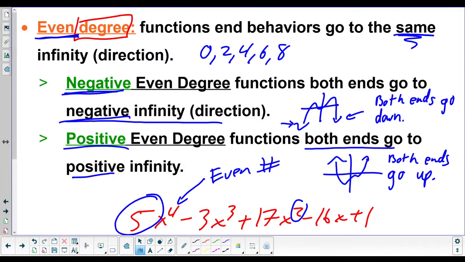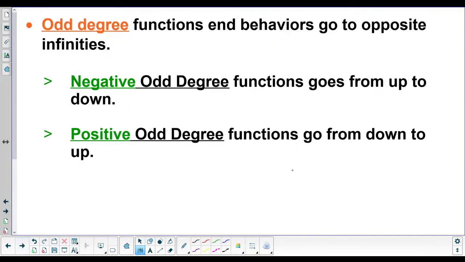Guess what happens when the degree is odd? I bet you can't guess right now before I go to the next slide. Nuh-uh. No way. You can't do it. So if it's an odd degree, then the end behaviors go in opposite directions. So all an odd degree means is that the exponent is either a 1, a 3, a 5, a 7, or 9, or any number that ends in those numbers.